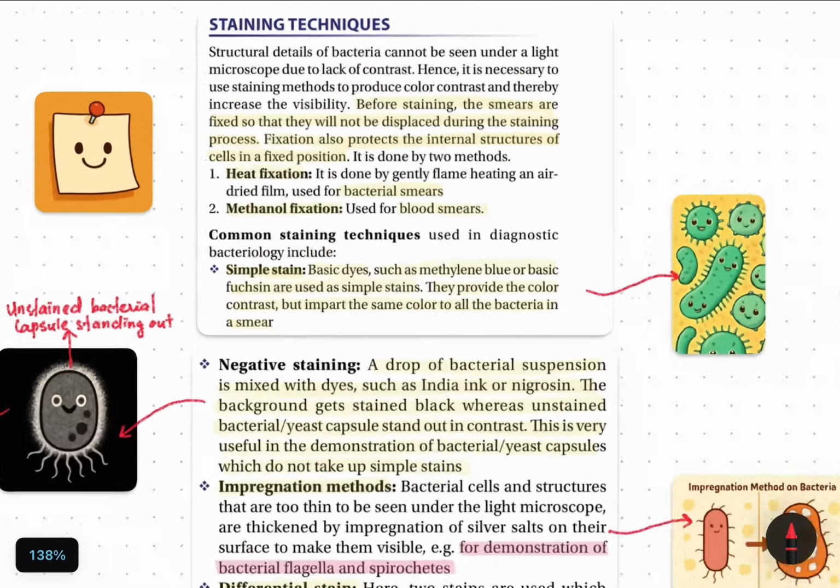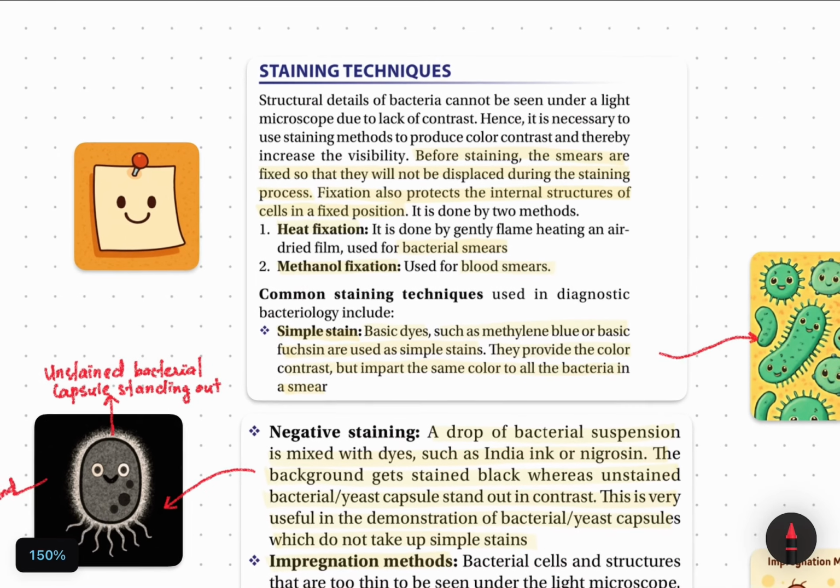So, why are we doing staining techniques? This is because a normal bacteria cannot be easily seen under the light microscope without a stain. So, we are staining the bacteria and then observing them in the microscope.